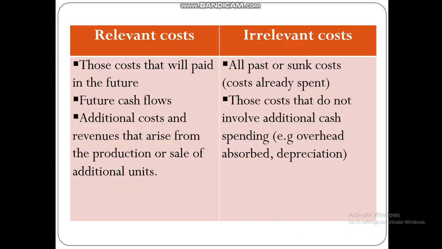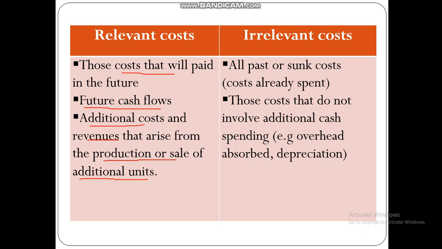So this is a summary from the previous slide. Relevant cost means cost paid for the future. It involves future cash flow, either cash inflow or outflow. It includes additional cost and revenue if you have additional production units or sales units. An example is variable cost. When the number of units produced increases, the variable cost will increase. So variable cost is one example of relevant cost.